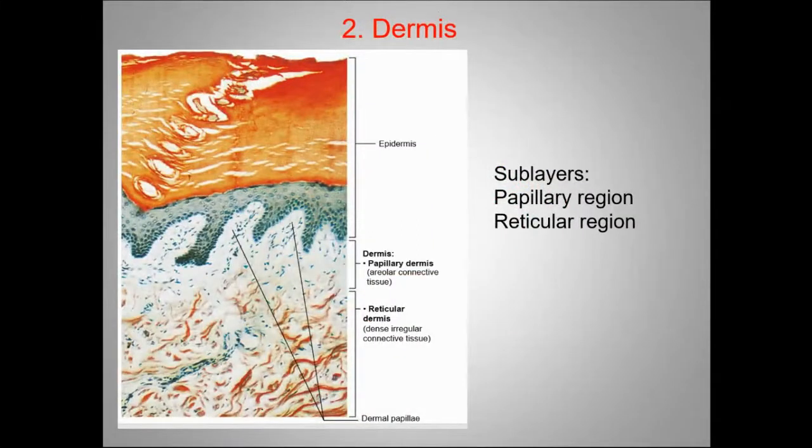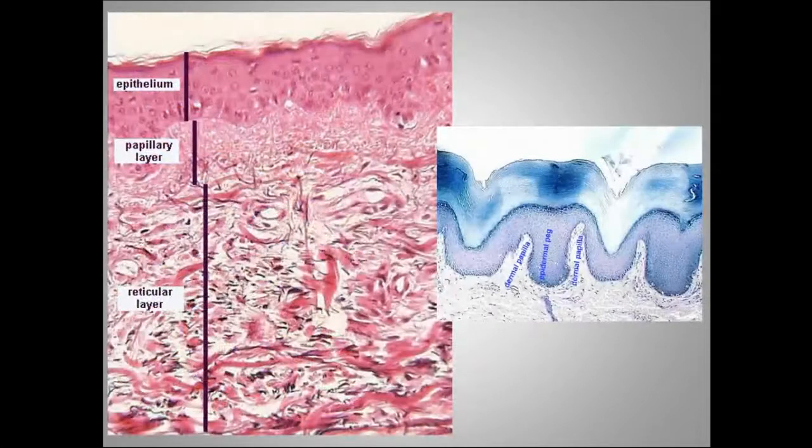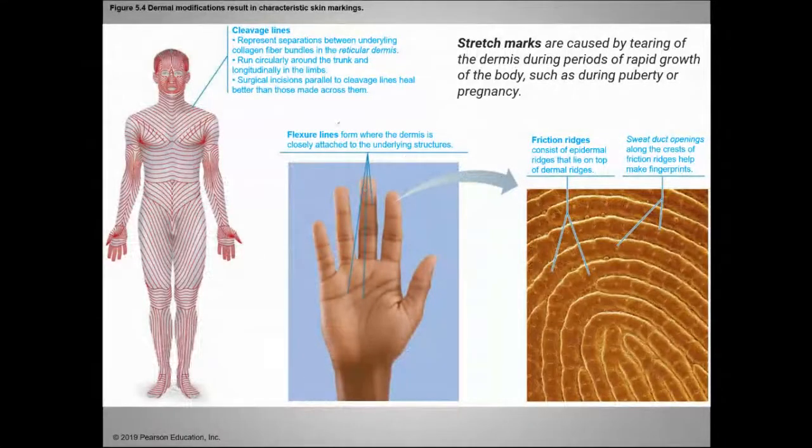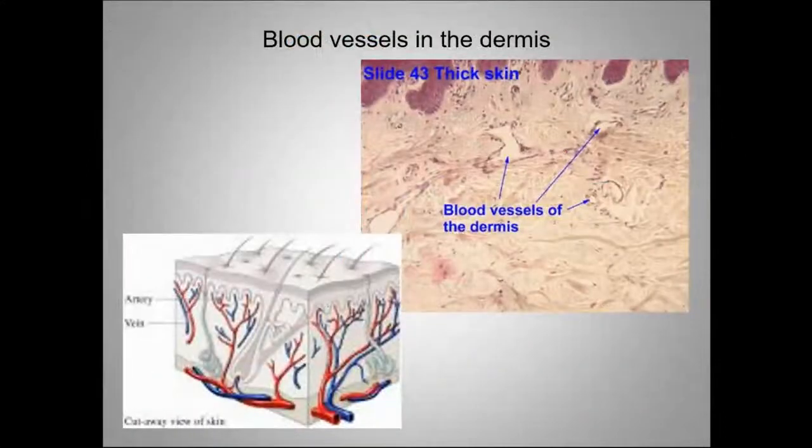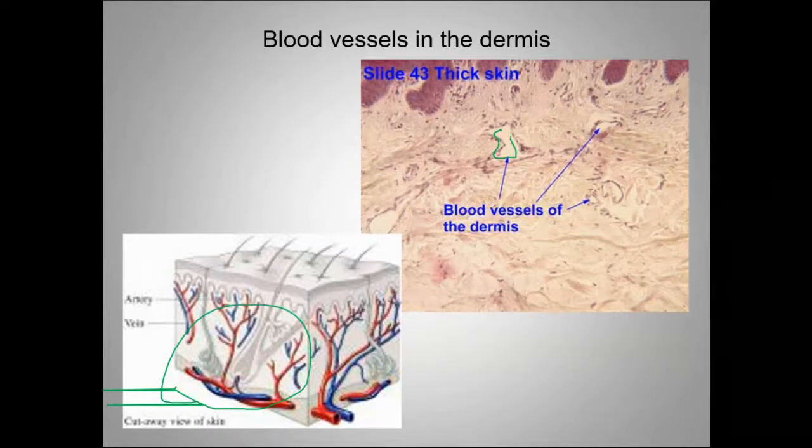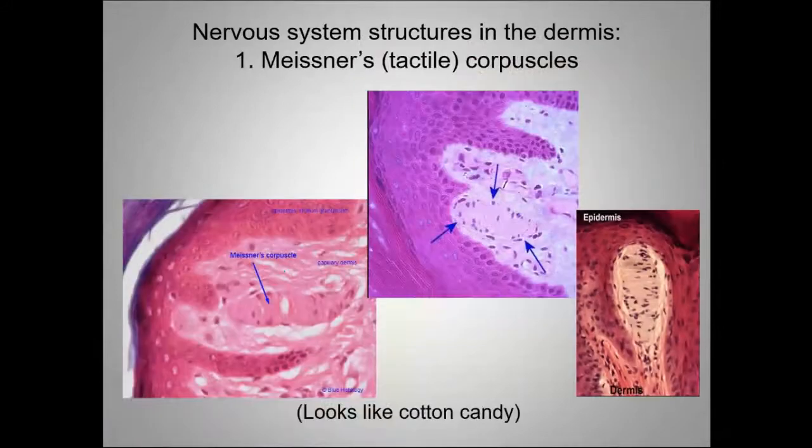Now, when we talk about the dermis, it's a different story. Is the dermis vascularized? Yes, heavily, okay? And also innervated. When we talk about the dermis, there are two regions: the papillary region and the reticular region. Don't worry too much about this slide. Here it shows you how heavily vascularized the dermis is, the blood vessels, the openings that you can see throughout.